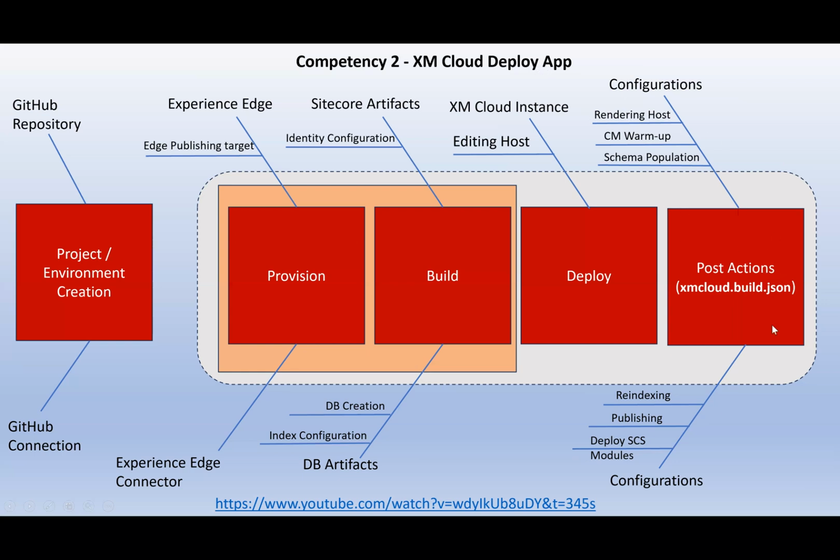So it probably has post build actions, because at the end of it you see some pages in the XM Cloud instance. But if you are creating your own code in GitHub, then you have to ensure that you write your deploy SES modules also as part of the post actions. Now with deploy, you have the editing host created in the XM Cloud instance, then you have the Sitecore artifacts getting built. DB creation, index configuration, DB artifacts all get done in this build process. And in provisioning, you have Experience Edge connector and Experience Edge.